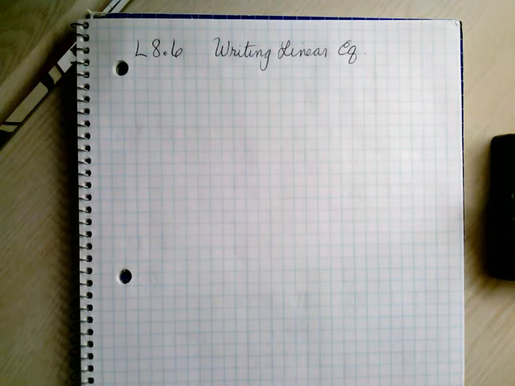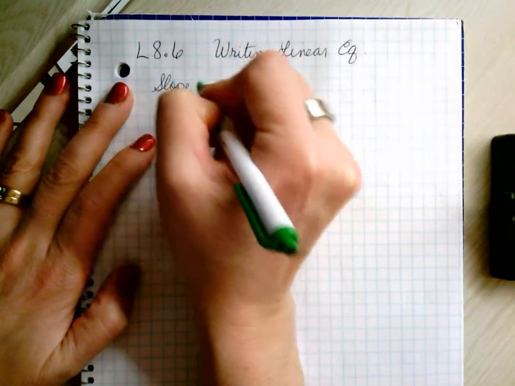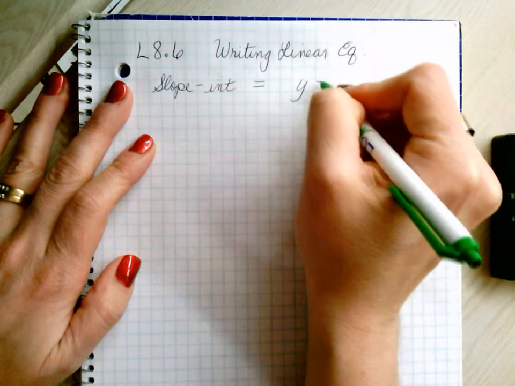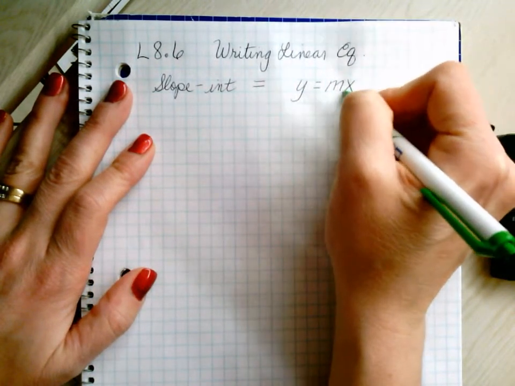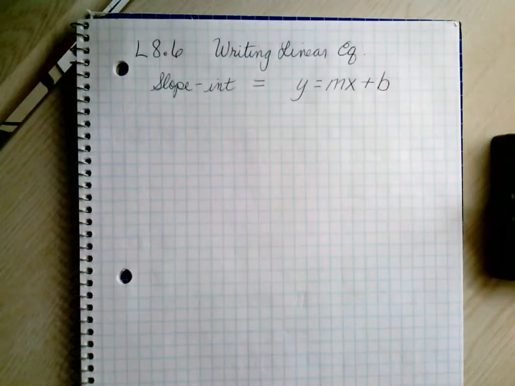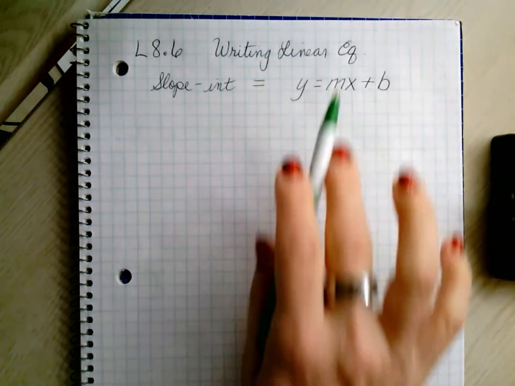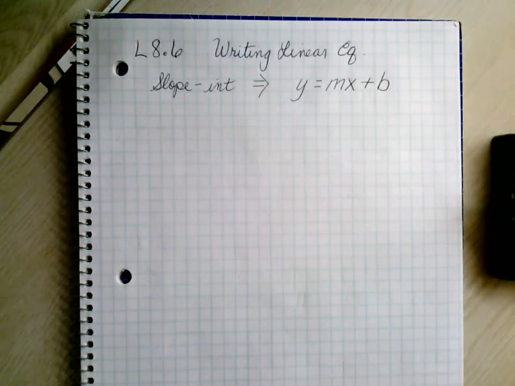You've already learned that slope-intercept form is defined as y equals the slope multiplied by x plus or minus b. If the b value is a negative, obviously it could be a negative there. If the m value is a negative, it could obviously be a negative. So that is slope-intercept form.